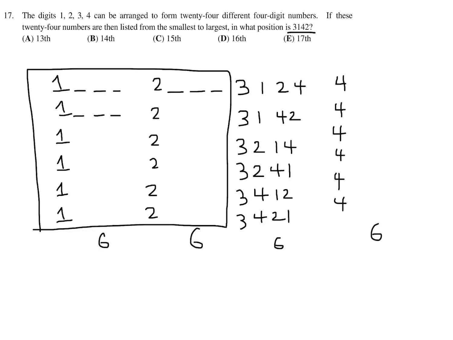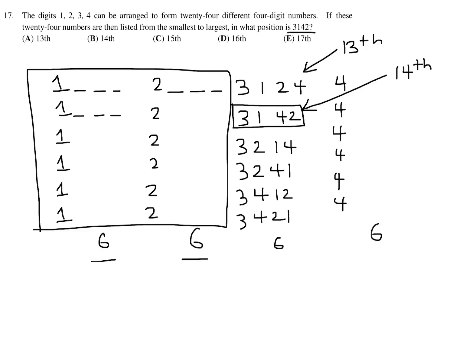Now, are these in order from smallest to largest? And I believe they are. Yes, they are. So that helps. So this is essentially the 13th number in our list, because remember, these were the first 6, these were the next 6, so this is the 13th. And this number, which is the number that they've asked us about, is therefore going to be the 14th number. So the answer here is B.